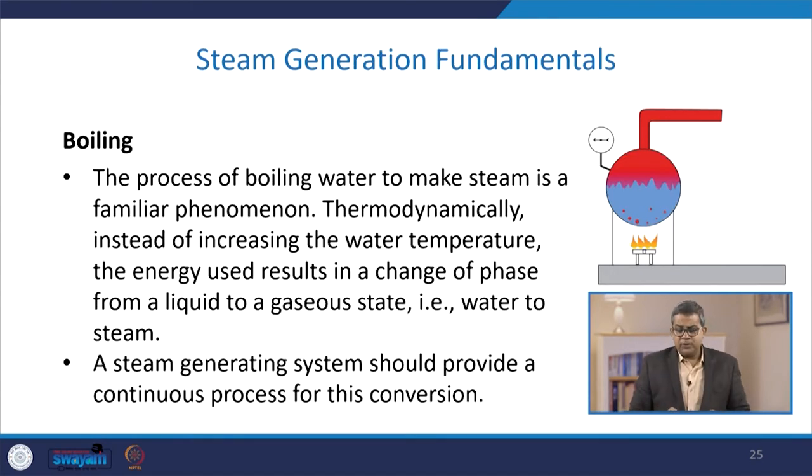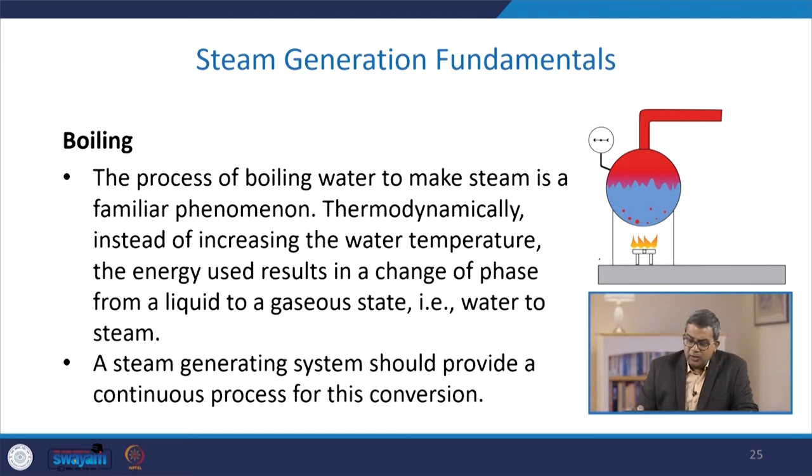Now, let us have some fundamentals about steam generation. The basic fundamental associated with steam generation is boiling. The process of boiling water to make steam is a well known phenomenon. Thermodynamically, instead of increasing the water temperature, the energy results in a change of phase from liquid to gaseous state, water to steam. The steam generating system should provide a continuous process for this conversion.